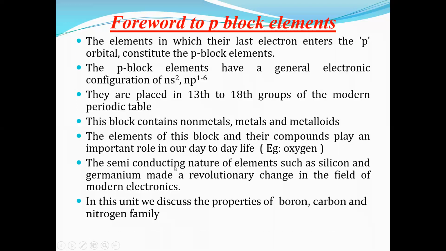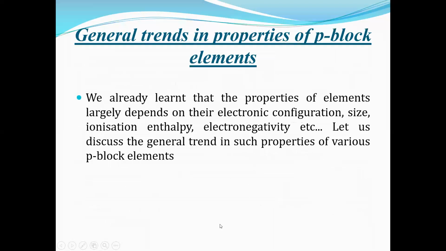The next example is silicon and germanium. Because of their semiconducting nature, elements such as silicon and germanium are used in the field of modern electronics. In this chapter we are going to learn about the properties of boron, carbon and nitrogen.